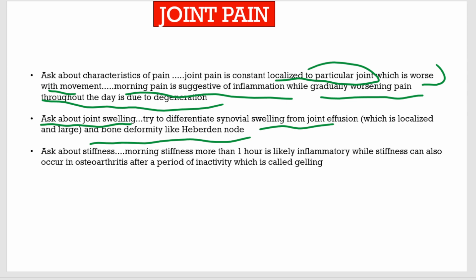Then we will ask about stiffness. Morning stiffness of more than 1 hour is likely inflammatory, while stiffness of less than 1 hour is in osteoarthritis. Stiffness after some period of inactivity is usually associated with osteoarthritis, and this is called gelling. Gelling means stiffness which occurs after a period of inactivity.